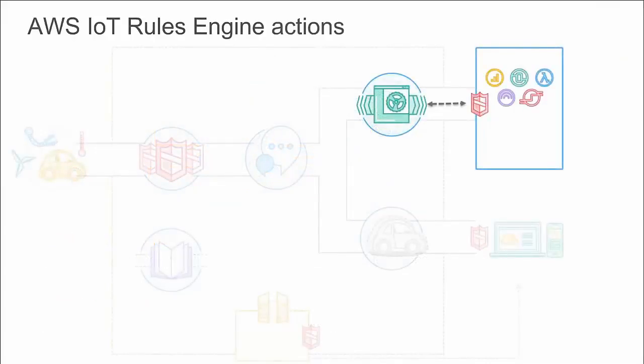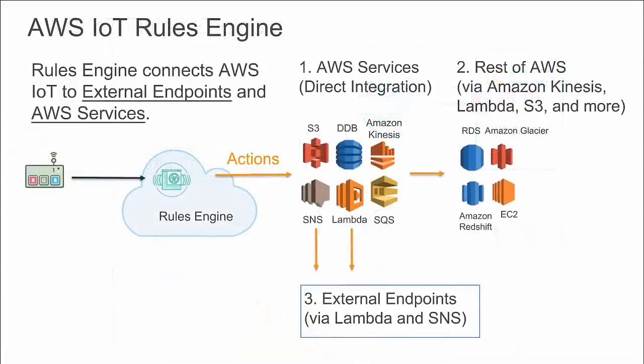So I said you can republish messages, you can persist them, and the way that you can persist them is by integrating with other AWS services or third-party services via that rules engine. So one of the actions that you can set up is to forward a message to another AWS service. We have a large and increasing number of services that are supported via the rules engine. So S3, DynamoDB, Kinesis, SNS, Lambda, SQS. We support a service called Amazon Kinesis Firehose, which enables you to take a Kinesis stream and persist that data in S3, Redshift, or EMR.